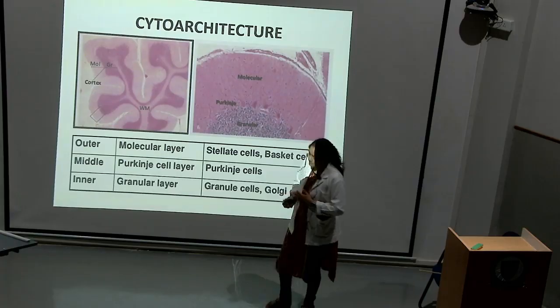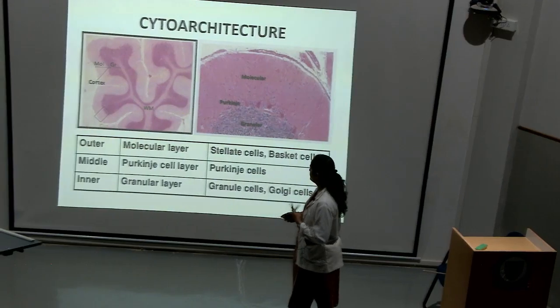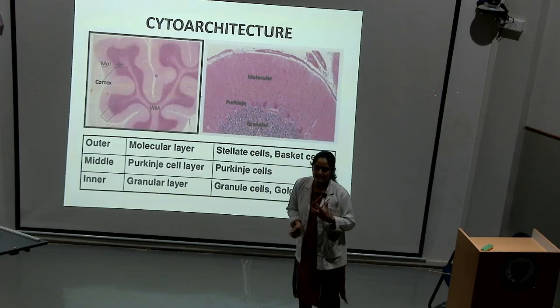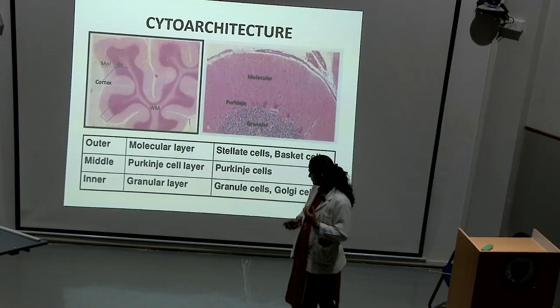So we have already also seen what kind of cells we have here: stellate cells and basket cells seen in the outer molecular layer, Purkinje cells seen in the middle layer, and granule cells and Golgi cells within the granular layer.